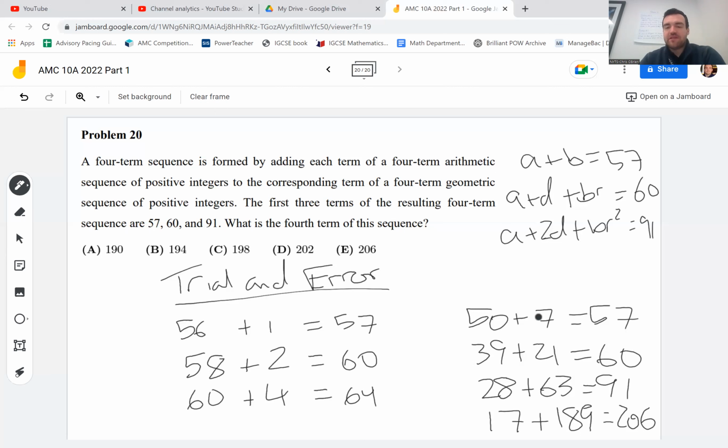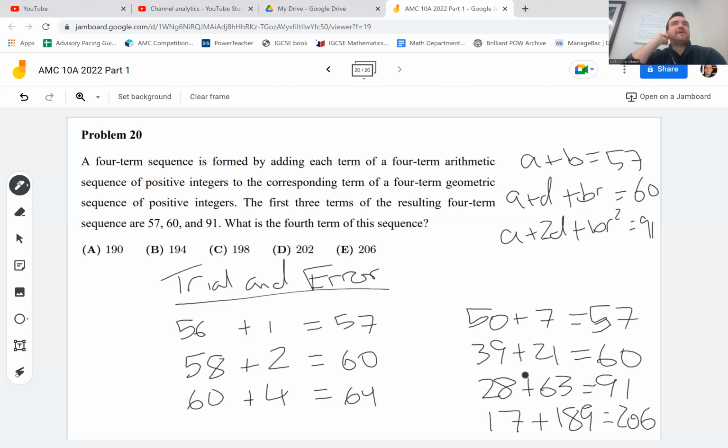If you do 50 plus 7 is 57. Let me make that 57 better. Then I tried doubling, then I tried tripling. So make it 21. Then it'd be 39 plus 21 is 60. Then times 3 would be 63. This is reducing by 11. So now that's 28 plus 63 is 91. It worked. So I finally found one that worked.